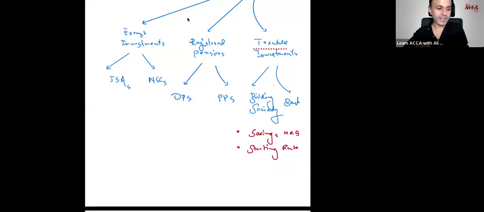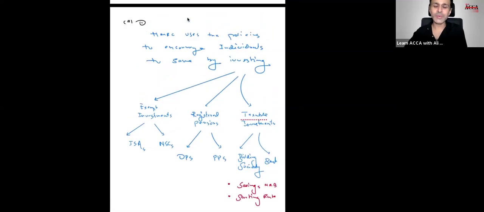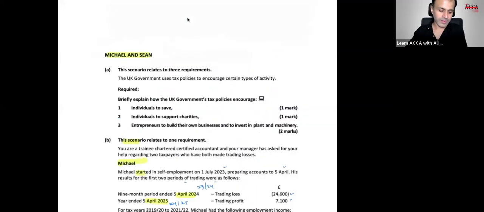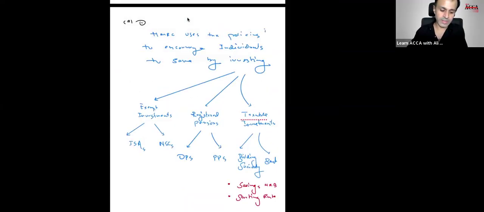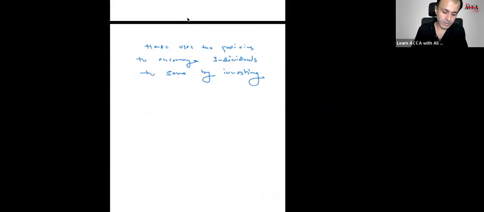Now, whatever I'm writing, it's not new to any one of you taking the course, but you just have to channelize it to get you the marks. We have just fulfilled the first requirement. Now getting into the next one, individuals to support the charities. So I can use the same statement as above. HMRC uses the tax policies to encourage individuals to support the charities.